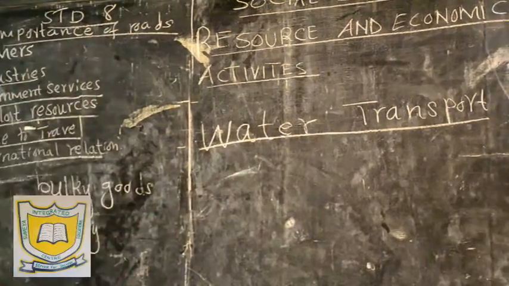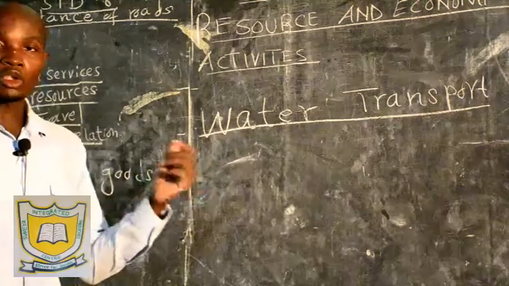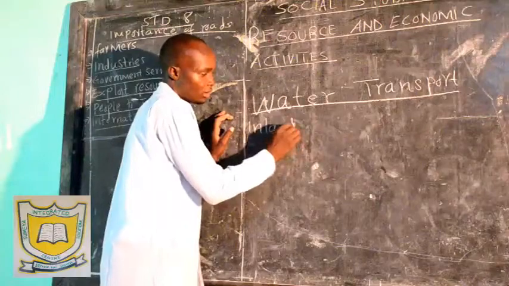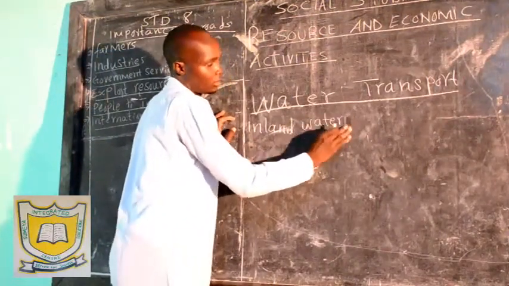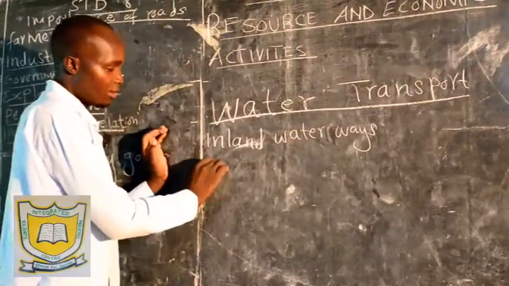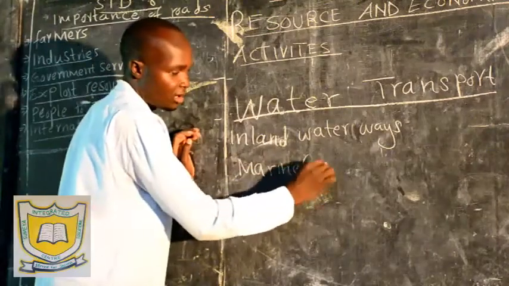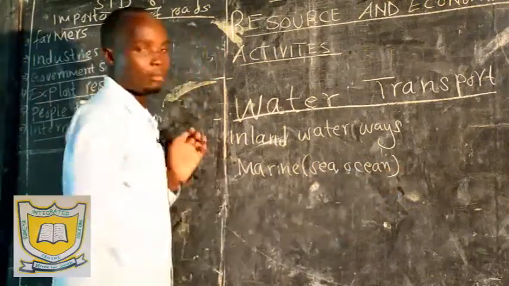So when we talk about water transport, we have what we call inland waterways. Then we have also what we call marine. Marine includes the sea and the ocean. These are salt water bodies.